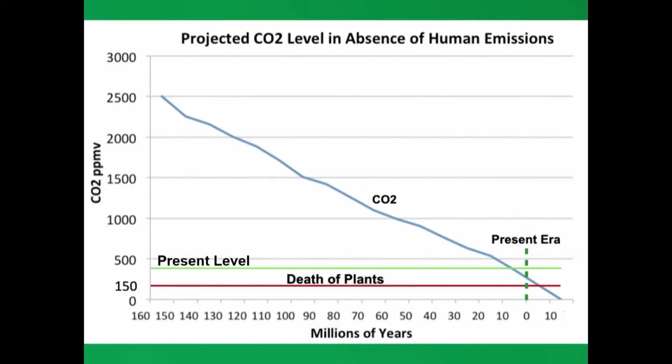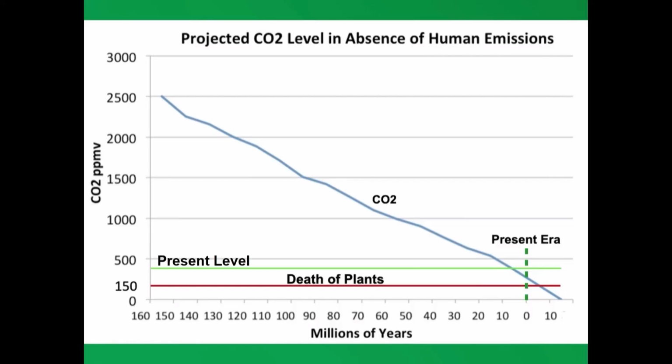Here's the graph showing the present level of CO2, which we have created. It went down to 180 in the last glacial maximum, and the death of plants occurs at 150. So we came along just in time to reverse the constant downward trend of CO2. In other words, we have restored a balance somewhat to the global carbon cycle. We are the salvation of life, not its destroyer.